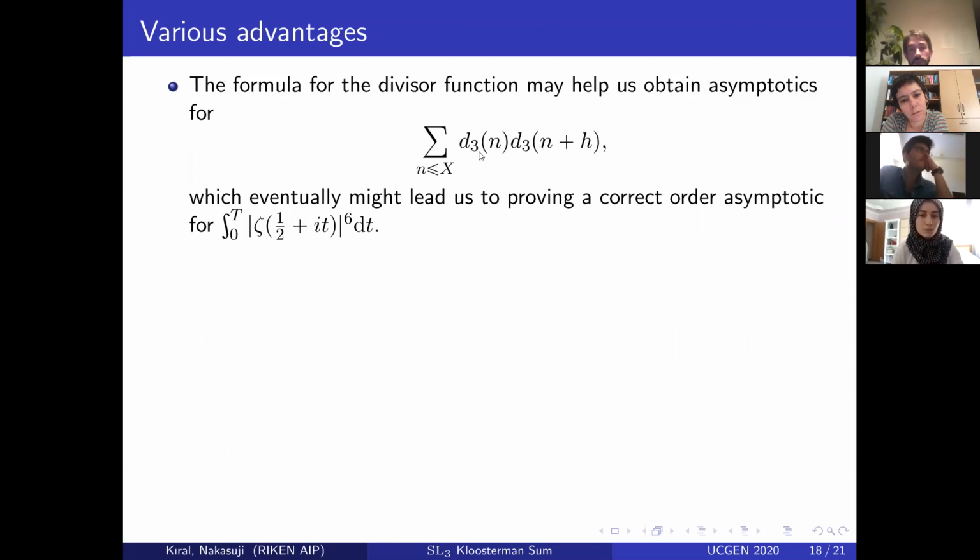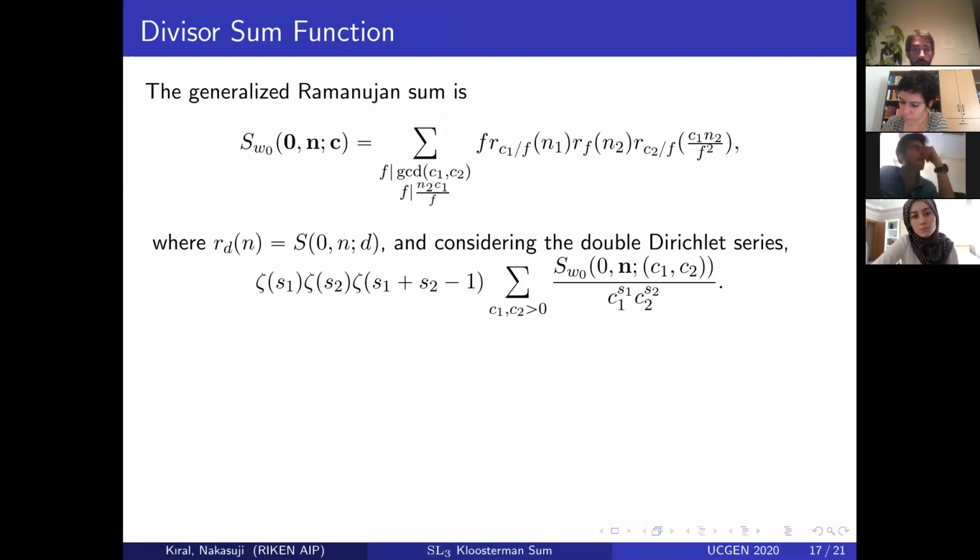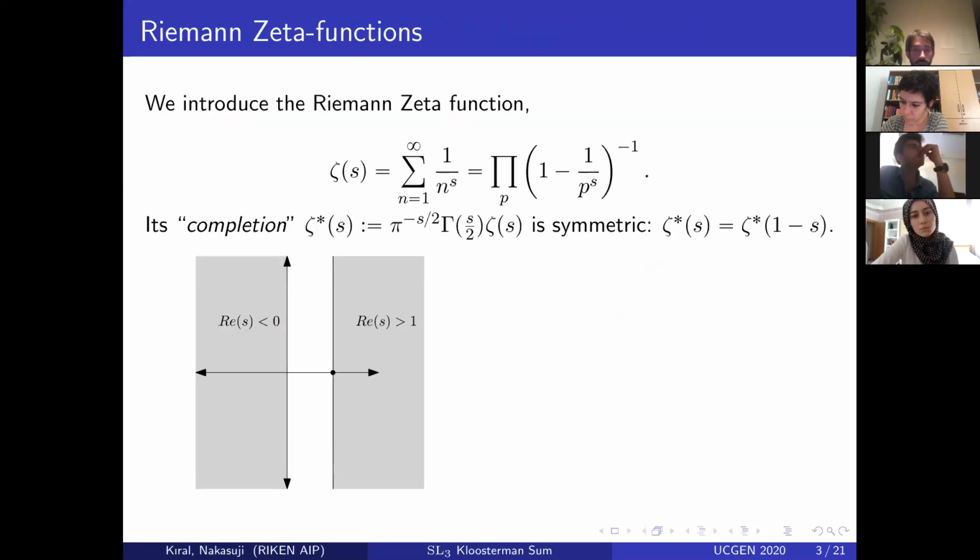So if this was D2, D2, like the fourth moment, what Motohashi does in studying the fourth moment, I think Motohashi, and maybe other people too, is replace this with sigma sub-0 of n plus h. And write that sigma as a sum of Ramanujan sums, like a Dirichlet series in Ramanujan sums. So maybe I go to the first page in doing this.